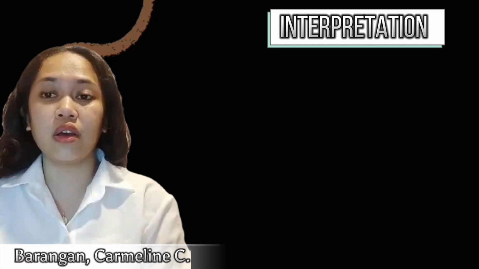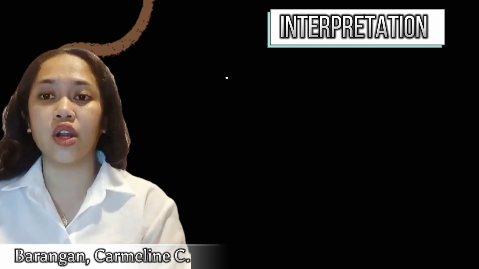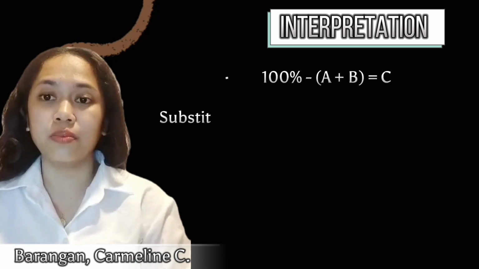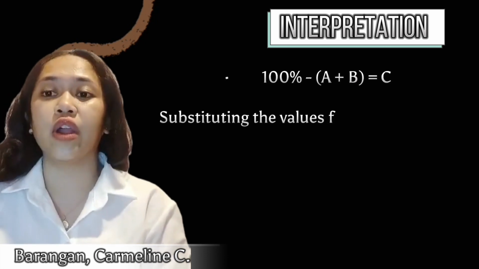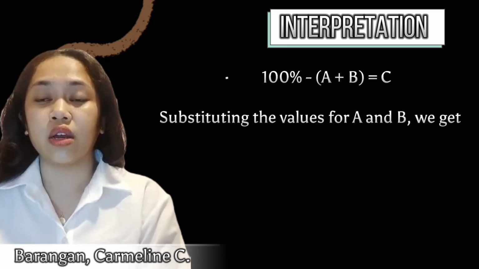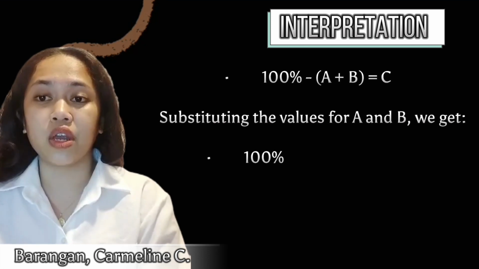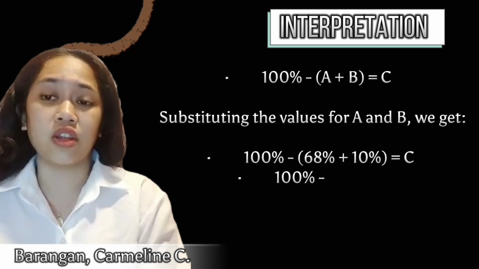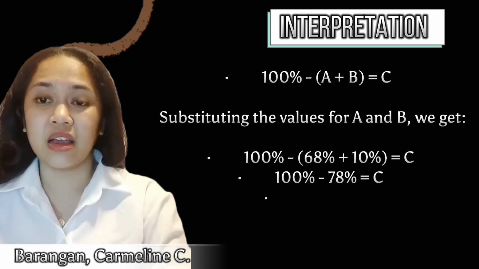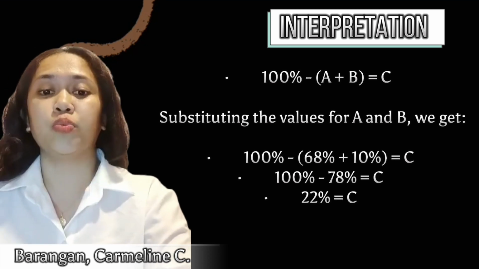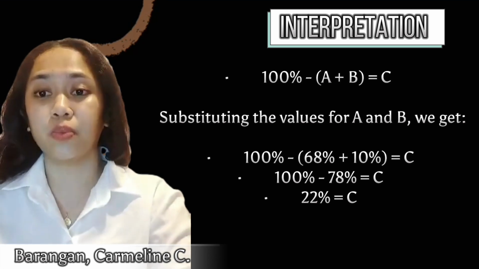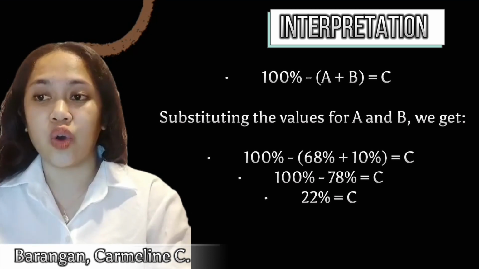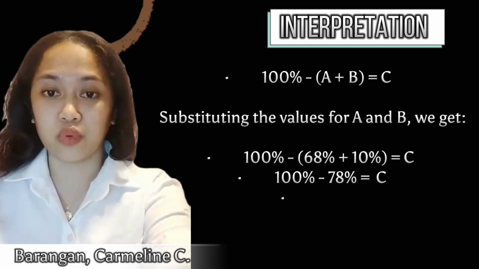So we're looking at the 100% of the graph. We know that 100% minus A plus B equals C, the unknown. Substituting the values for A and B, we get 100% minus 68% plus 10% equals the unknown. We let 100% minus 78% equals C, and we get 22% as the C, which is the unknown. Therefore, 22% are the students who have personal services in UC Manila campus.